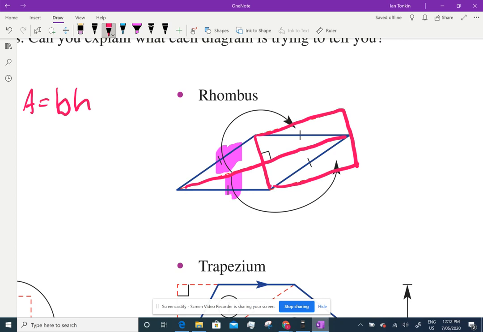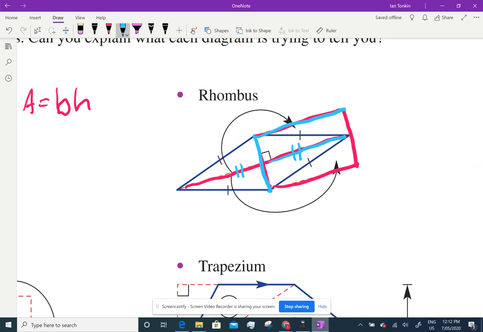Now, what do I know about this rectangle? Well, I know that this distance is one diagonal, and this distance is a half of the other diagonal. How do I know that? Because the property of a rhombus is that the diagonals bisect each other. They cut each other in half.